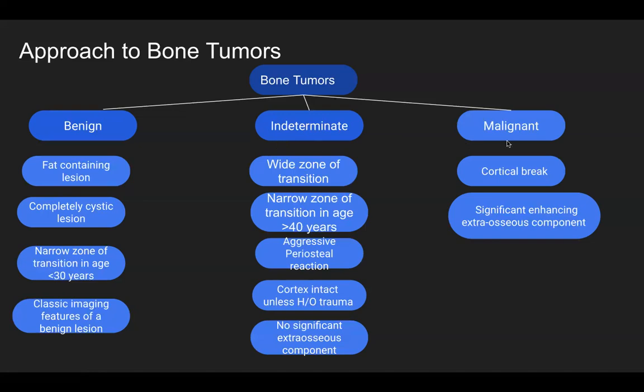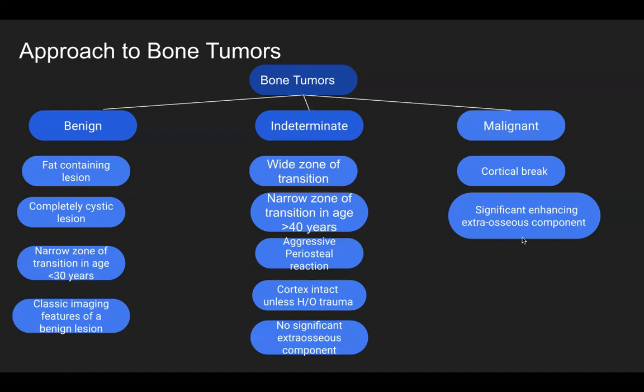What is a malignant tumor? We classify a tumor as malignant when we are 100% sure that this tumor is malignant and it needs urgent workup. So, if a tumor is showing a break in the cortex without any history of trauma, then it is definitely malignant. And if the tumor is showing a significant amount of enhancing extraosseous component, then the tumor is definitely malignant. Now, why am I saying significant?